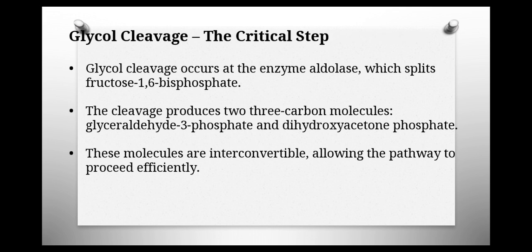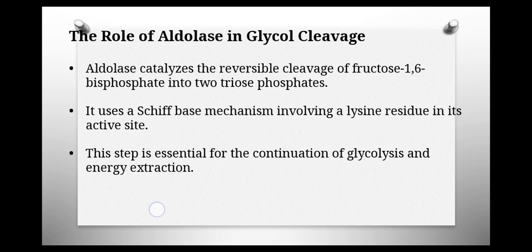Glycol cleavage, the critical step. Glycol cleavage occurs at the enzyme aldolase, which splits fructose 1,6-bisphosphate. The cleavage produces 2 3-carbon molecules, glyceraldehyde 3-phosphate and dihydroxyacetone phosphate. These molecules are interconvertible, allowing the pathway to proceed efficiently.